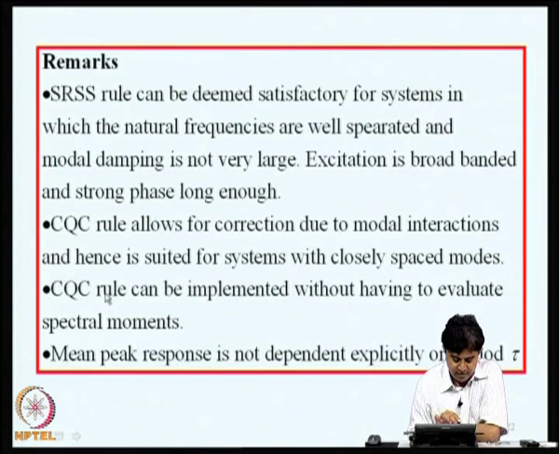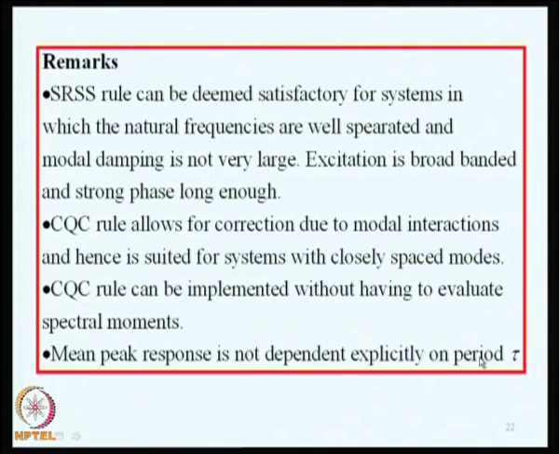The way we have derived this CQC rule, it can be implemented without having to evaluate the spectral moments. So, that is the advantage of making the simplifications on the nature of excitation, bandwidth, etc. Now, mean peak response is not dependent explicitly on the period tau. So, that is another feature of applying CQC rule.